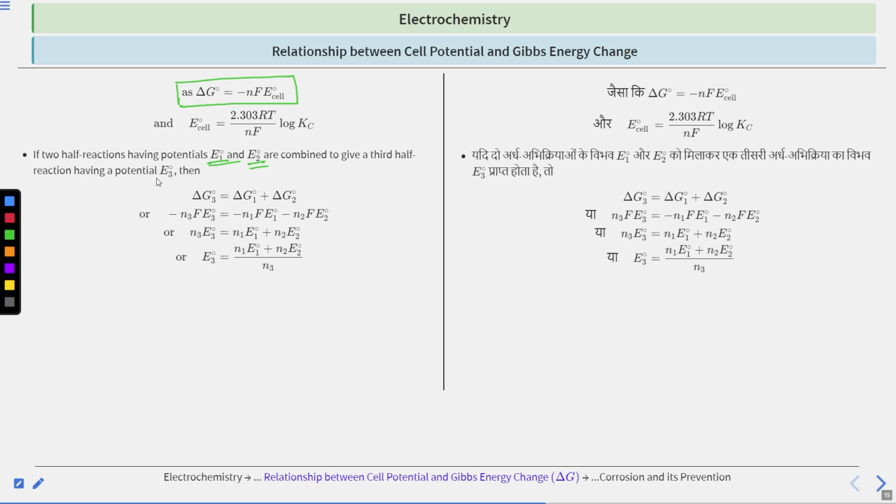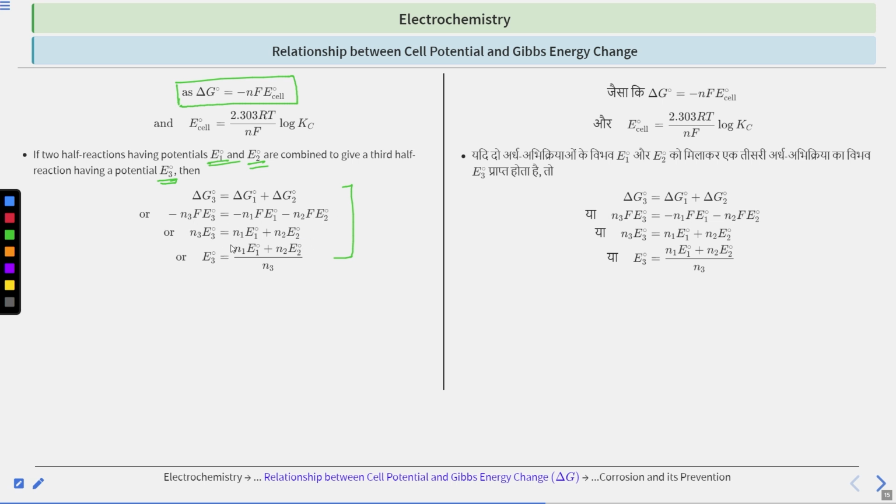If two half reactions having potentials E1° and E2° are combined to give a third half reaction having a potential E3°, then we can also do this: ΔG° of the third reaction is equal to ΔG° of first plus ΔG° of second. Or you can write ΔG is minus nFE°, so minus n3FE3° is equal to minus n1FE1° minus n2FE2°. Or we take the minus common from this, so all the terms will become positive.